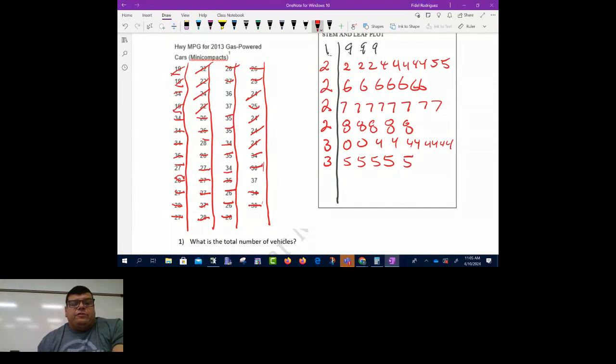All right, let's see. 36s, y'all. I think I see a couple of 36s. So let's see. This one. Okay, we're good. Just 1 36. I guess so. Okay. 37s. I got 1 and I got 2. I guess that's all of them, y'all. Okay. So we want to count. What's the total number of vehicles, y'all?